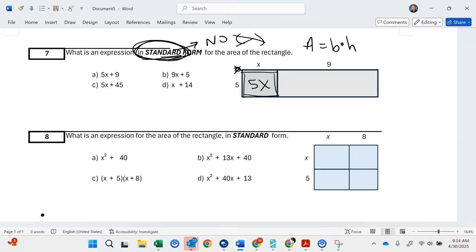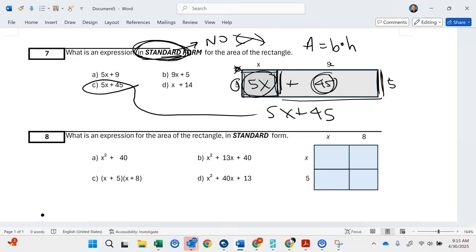And then we need to find the area of this one. So the base is 9, right? And the height, what is that? Same as that, right? Height, up and down. So 9 times 5, 45. Once you get the area of this, you add it to the area of the other part. So 5x plus 45.